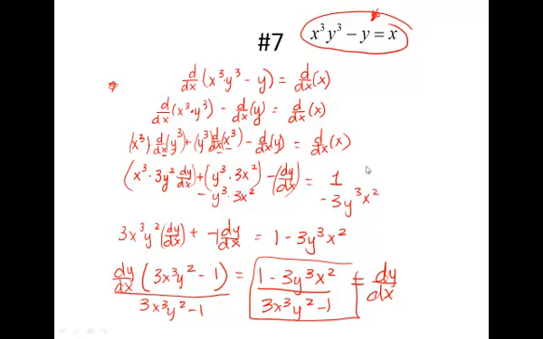I would say this: if I asked you now, find the derivative of this function at the point 1, 2, instead of just putting in x, you're going to be able to put in y as well. In all of these x and y values, you could plug in a 1, and then 2. They didn't ask you to do that in this problem, but they will in some of the others.